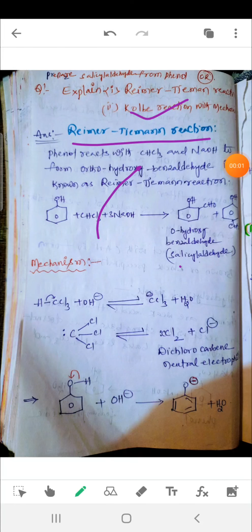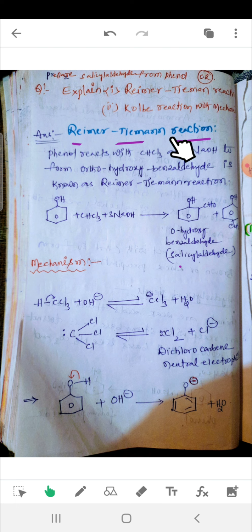Now we are going to see an important question. What is that question? Preparation of aldehydes from phenols, or another type of question: explain the Reimer-Tiemann reaction or the Kolbe reaction. Very important question. This is very important for the intermediate or degree level also.